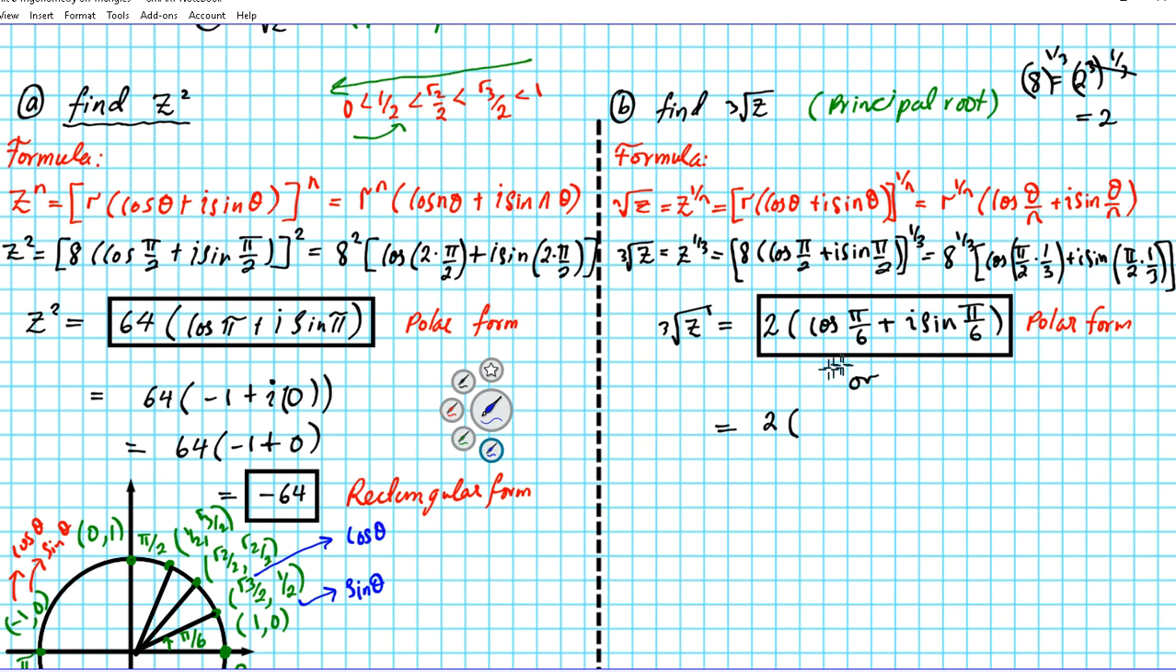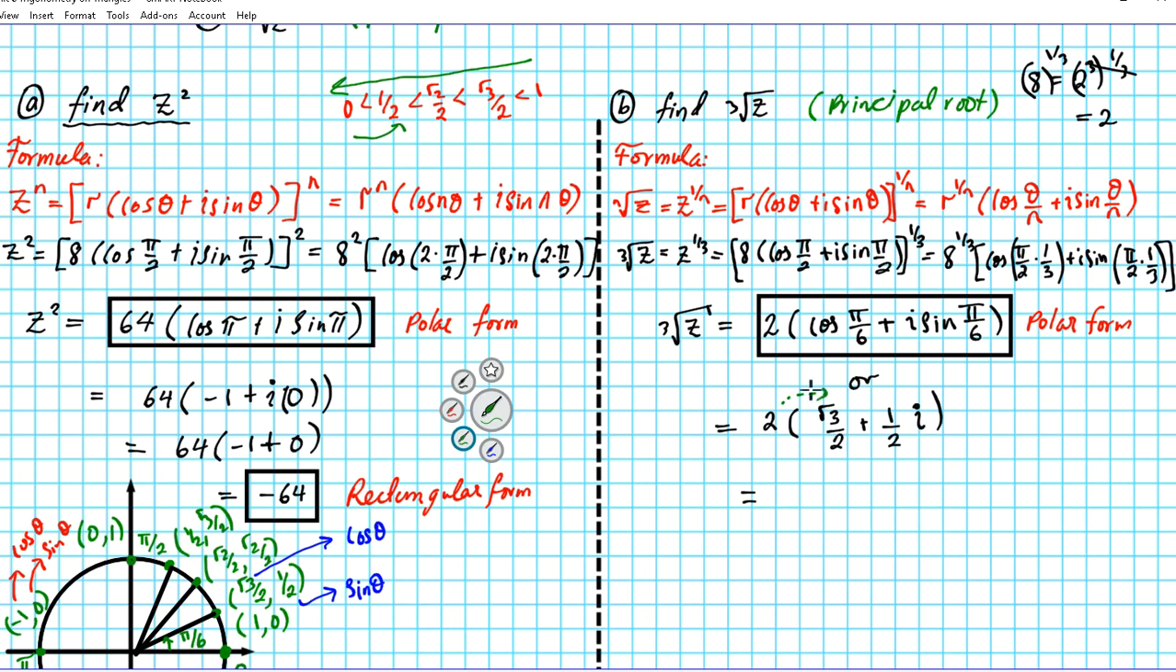Bam. All right, so now we have everything that we need. Based on this point that we have here from a unit circle, we can clearly see that cosine pi over 6 is root 3 over 2 plus sine pi over 6 is 1/2 i. Okay? All right, so now we're going to go ahead and distribute the 2 to both numbers here.